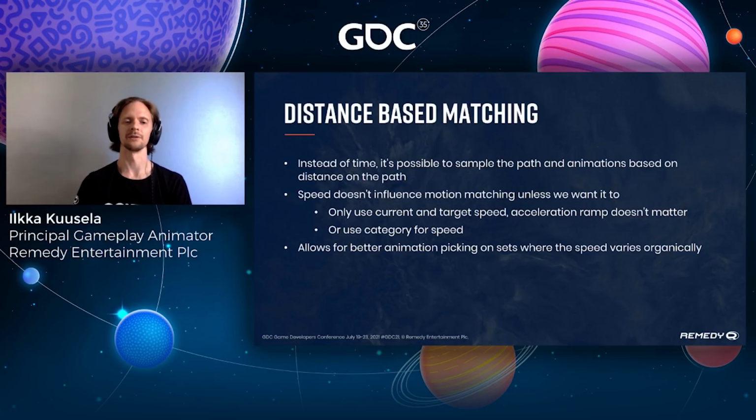If we want, we can do that. So one thing that works, for example, is that we can check against current speed and the speed after moving 2 meters, but still leave how the acceleration happens between these totally up for animation. Or we can completely leave speed out of the matching and use a category instead for picking animations in sets that match the speed we want. And this allows motion matching to work on animation sets where the speed is organically varying between animations.